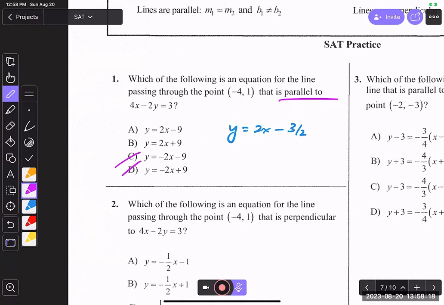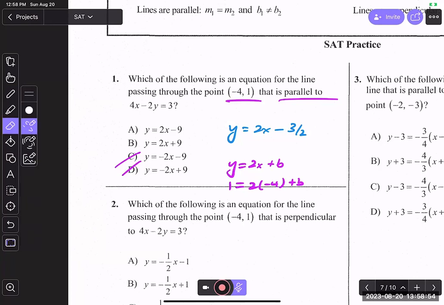Wait. Oh, yeah, it has to pass through the point negative 4, 1, right? Mm-hmm. So your new equation is something in a format of y equals 2x plus b, right? Right. So that means when x is equal to 1, y must equal... I mean, no. x is equal to negative 4, y must equal 1. So you can just plug negative 4, 1 in, becomes 1 equals negative 8 plus b, so b must equal 9. Yeah, that's it.